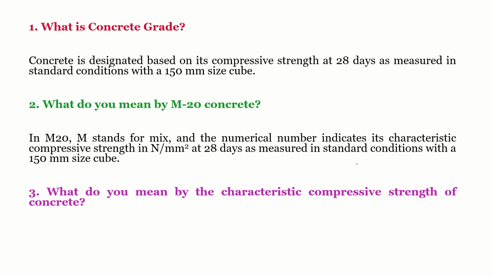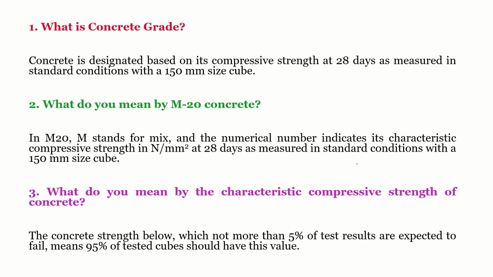So what is this characteristic compressive strength? It is the strength of the concrete in which only 5% of the results are expected to fail. That is, 95% of the cubes should have the same value. For example, if you are testing 100 cubes, 95 cubes have to give you more or less the same result. Only 5 cubes can have a lower value than expected. So out of 100, if 95 cubes are giving the same result, you call it the characteristic compressive strength. So it is 95% reliability, only 5% failure is expected.